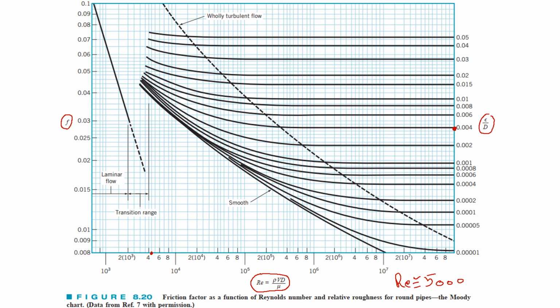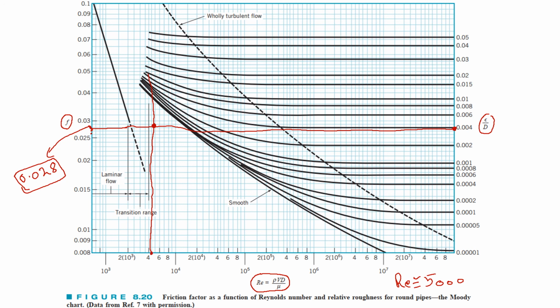As we already know how we read charts, we will draw a line perpendicular here, and then we will draw one horizontal line here, and where these two lines intersect, from there we will see our friction factor. So for that our friction factor will come out to be somewhat 0.028. So this is the Moody chart, and this chart helps us find the friction factor.